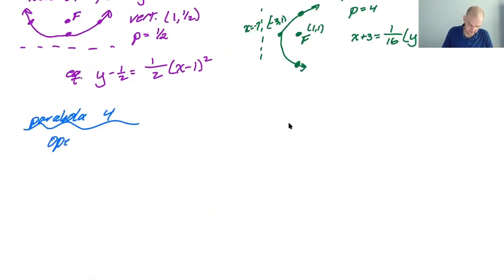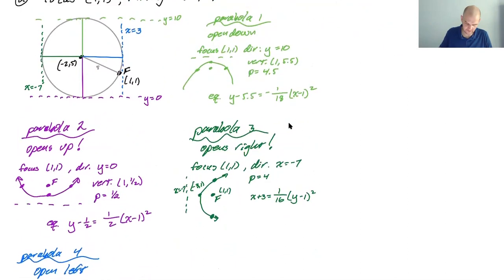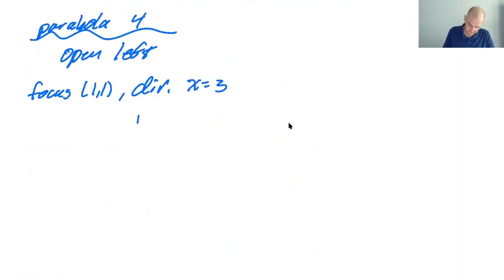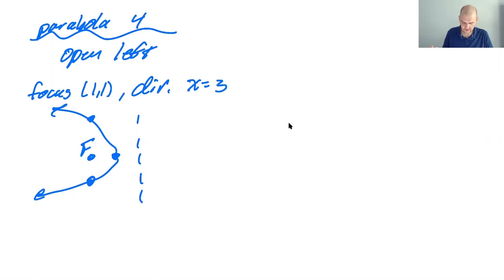So this is going to open left. It's got a focus at 1, 1 and a directrix somewhere. x equals 3. Here we go. So focus. There's going to be a vertex in the middle. Perfect drawing. If we need these, they would be there. So 1, 1. From 1 to 3, add them together, divide by 2, right? So you get 2, 1. 2, 1 is our vertex. And p is equal to 1, because I go 1 in either direction. So we're opening to the left.